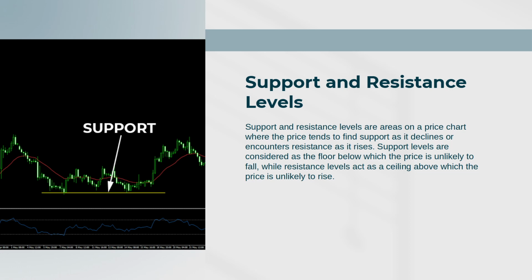Support and resistance levels. Support and resistance levels are areas on a price chart where the price tends to find support as it declines or encounters resistance as it rises. Support levels are considered as the floor below which the price is unlikely to fall, while resistance levels act as a ceiling above which the price is unlikely to rise.